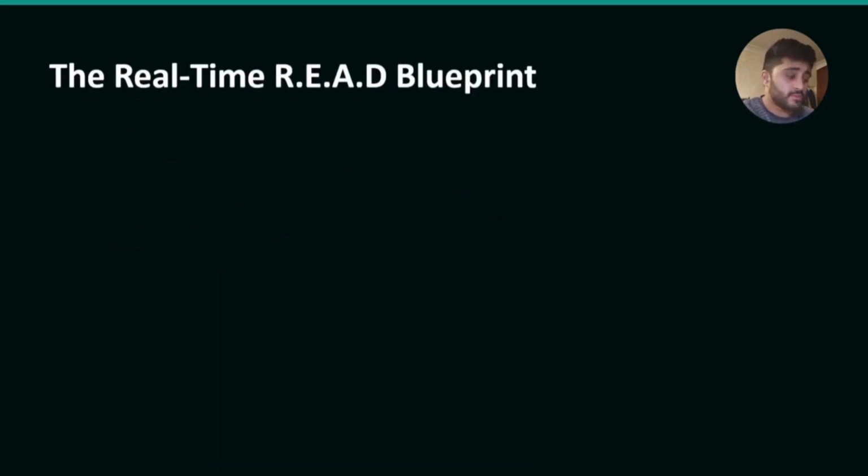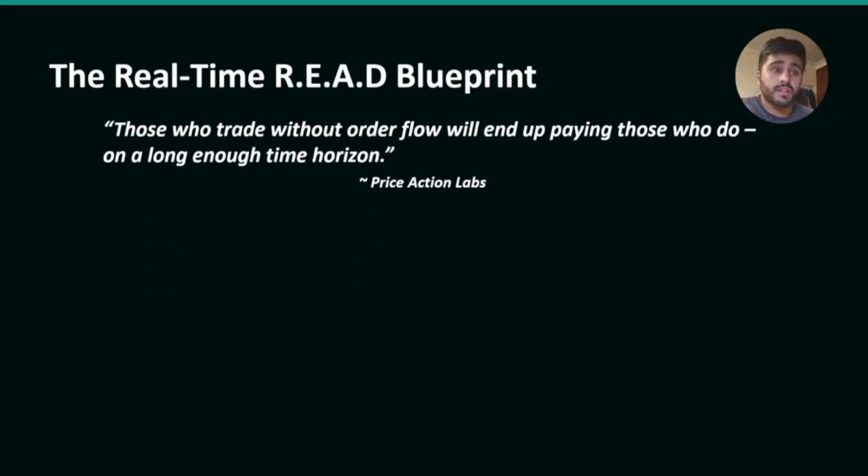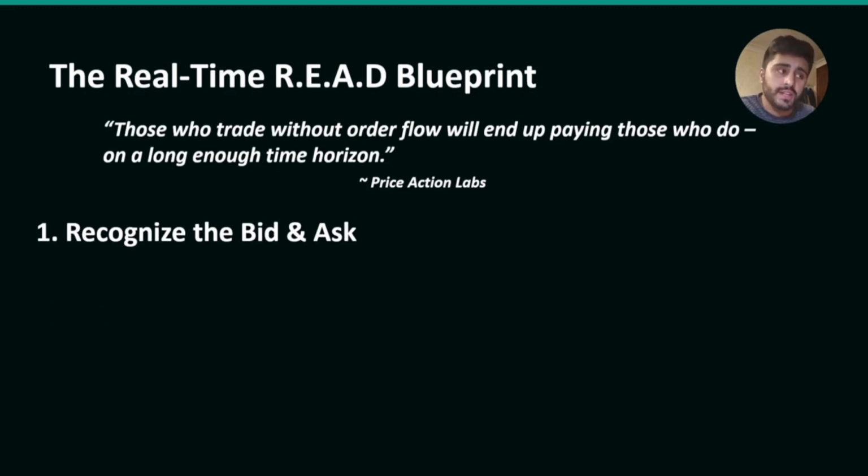Now, the next is what we call the real-time reading blueprint. So in order to actually read price, because I often speak to traders, they say, oh, I trade price action. So when I ask them, so what do you do to read price action? They mention things like support, resistance, supply, demand, trend lines, even indicators, right? Price action specifically refers to the bid and the ask, and it's the order flow. So how do we read price action? So READ, the real-time read blueprint.